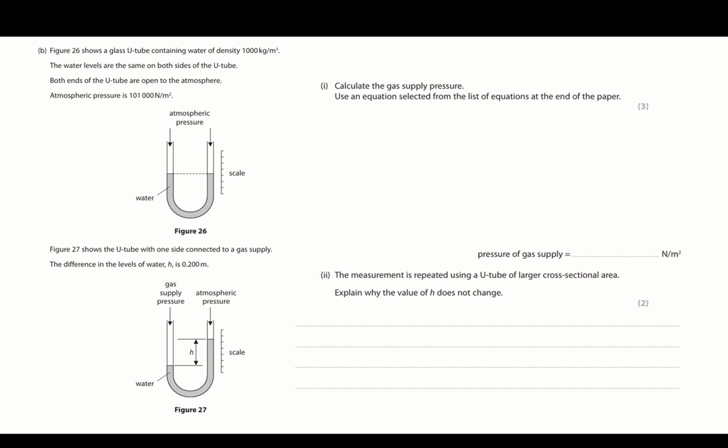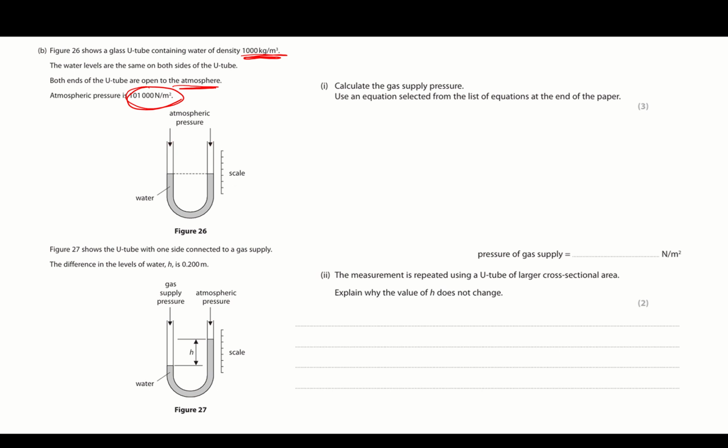Next one, we've got a U tube containing water with a density of 1000 kilograms per meter cubed. So this is a manometer. The water levels are the same on both sides. Fine. Both ends are open to the atmosphere, and atmospheric pressure is 101,000 newtons per meter squared. So we can see it's level because that's got the same pressure as this side here.